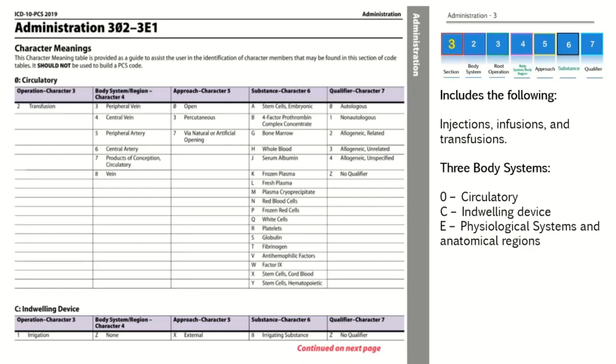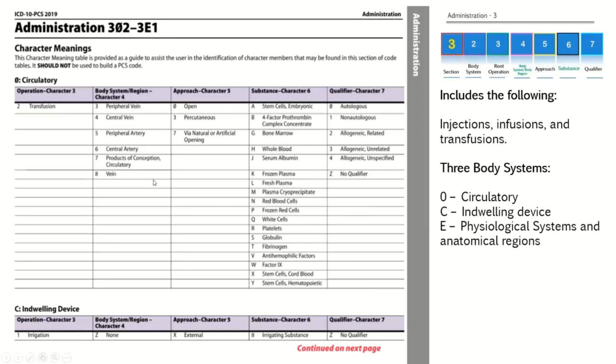Now let's look at each separately, and we'll start with circulatory. If you look at the character meanings page or table, the circulatory is only dealing with a transfusion, all right? And that's your third character, your transfusion. This is your root operation. Your fourth character, or your body systems or body regions, will be your peripheral vein, central vein, peripheral artery, central artery, products of conception, circulatory, and vein.